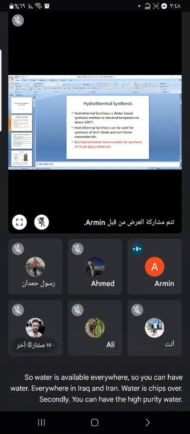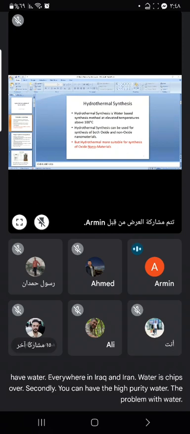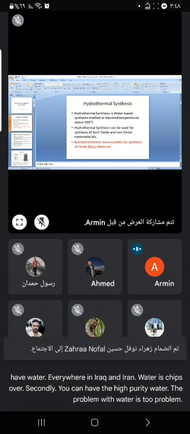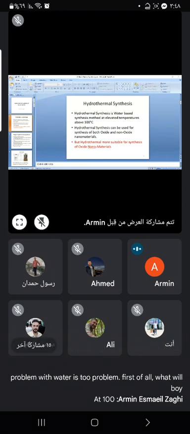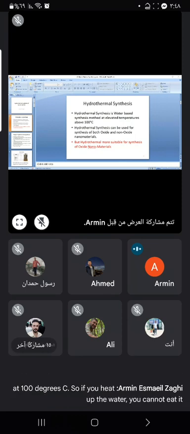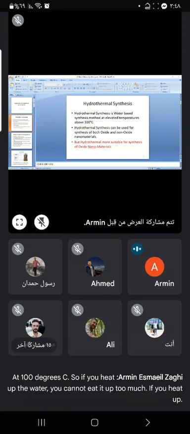The problem with water is two problems. First of all, water will boil at 100 degrees C. So if you heat up the water, you cannot heat it up too much.